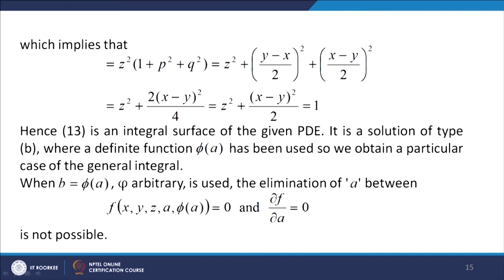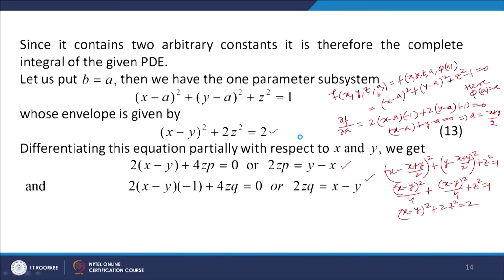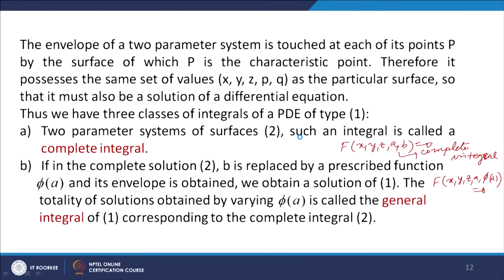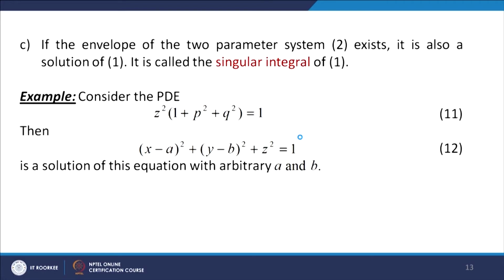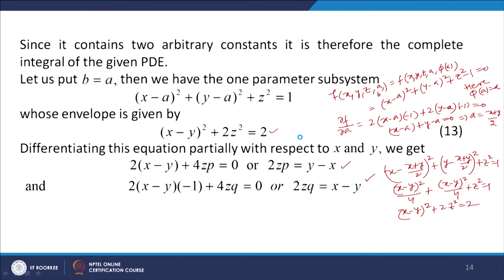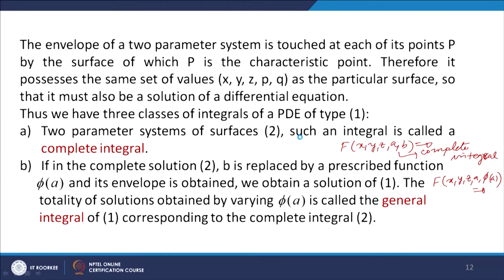It is therefore a solution of type B. Okay. In type B we said what? Let us look at that again. If in the complete integral, the two parameter system, B is replaced by a prescribed function phi of A, and its envelope is obtained, we obtain a solution of 1. So, the envelope is this one, what we got, (x minus y) whole square plus 2z square equal to 1, and we have seen that it is a solution of this equation 1.